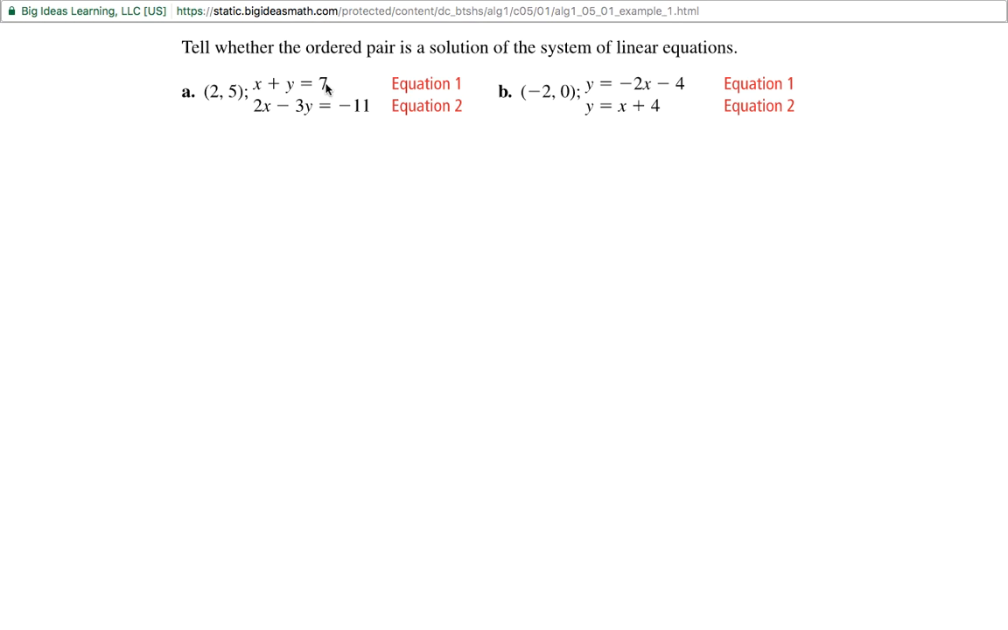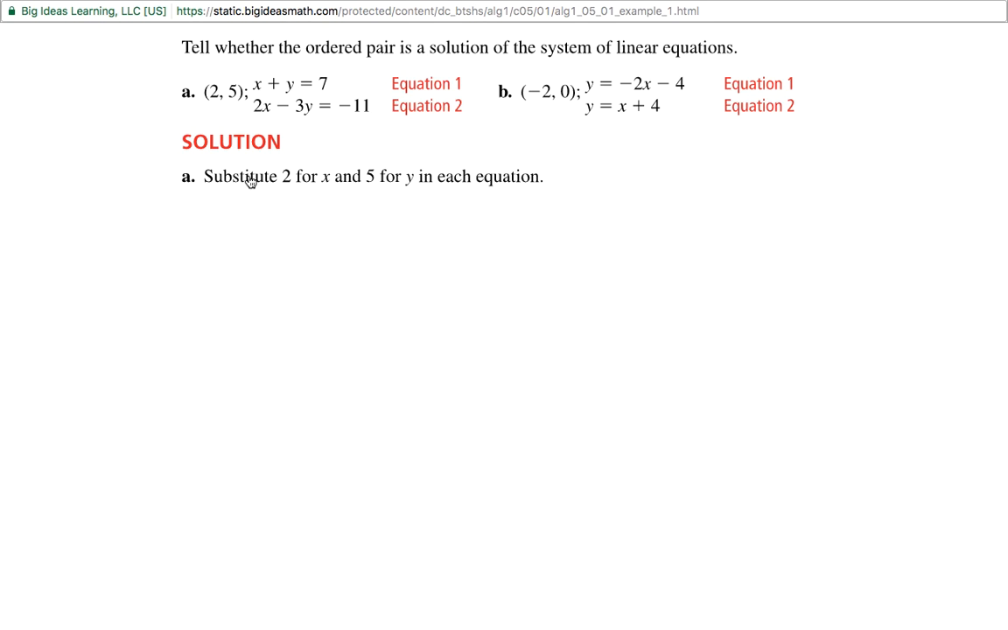So you'll notice here we talked about systems being multiple equations. Well, we have two equations here. In letter A, you have x plus y equals 7, and you have 2x minus 3y equals negative 11. The question asks us, tell whether the ordered pair is a solution of the system of linear equations. So you'll notice the x is 2 and the y is 5. What they're asking is if you can take this point, 2, 5, is it possible for you to plug it into this equation and for it to be true? Well, that's literally all you need to do at this point.